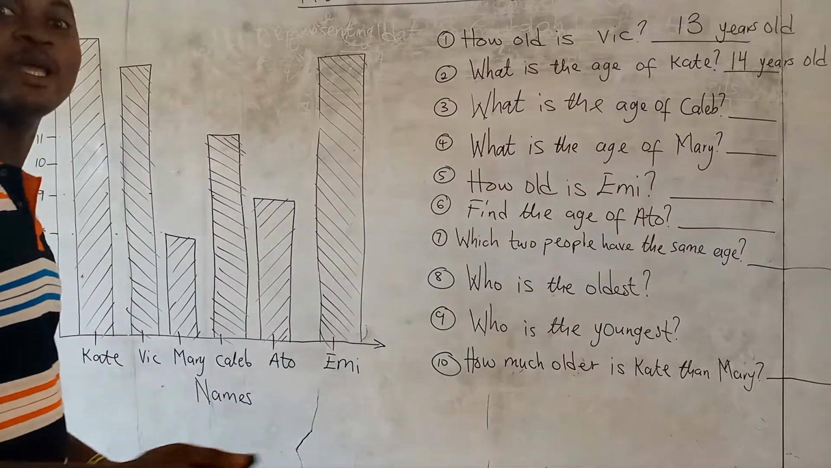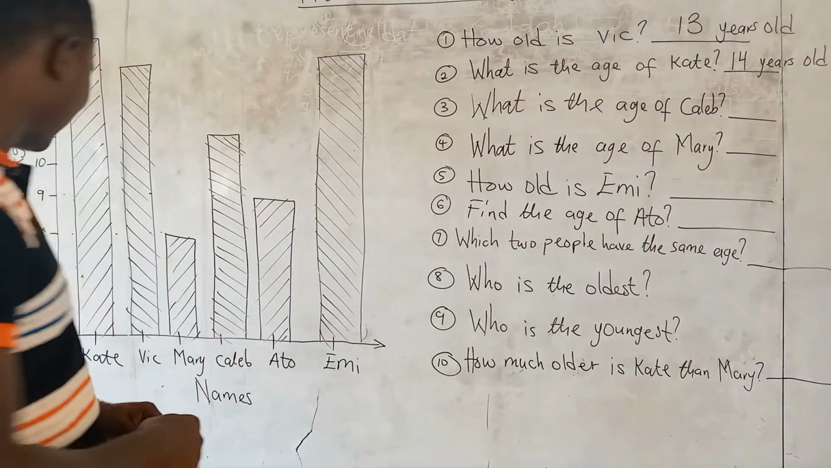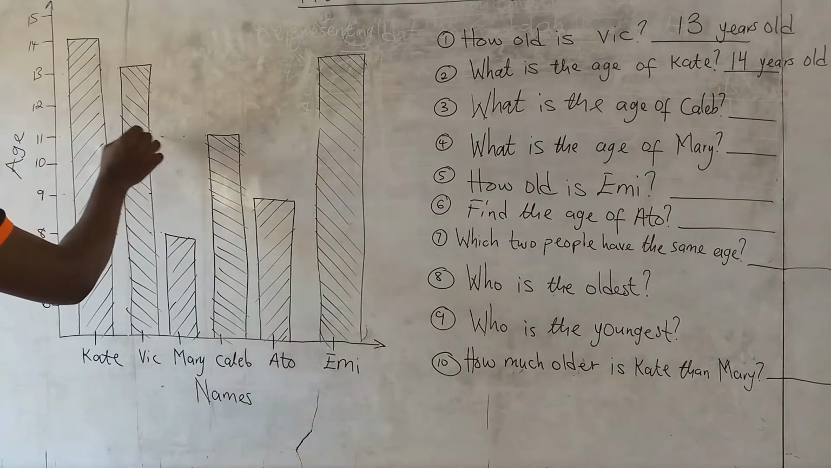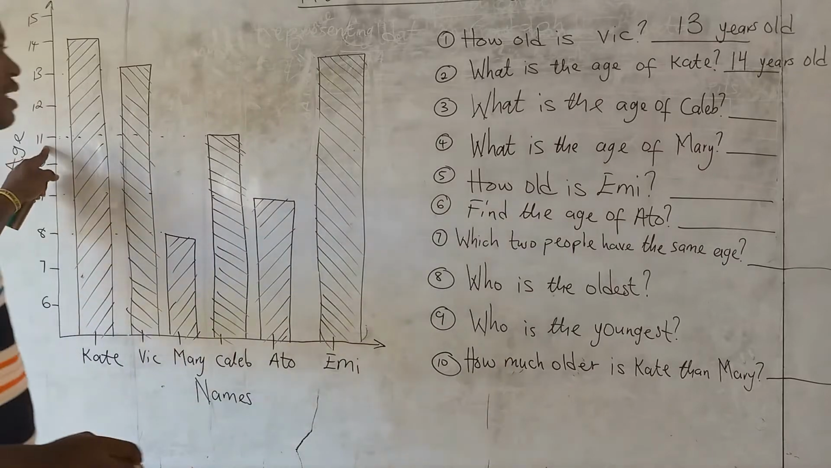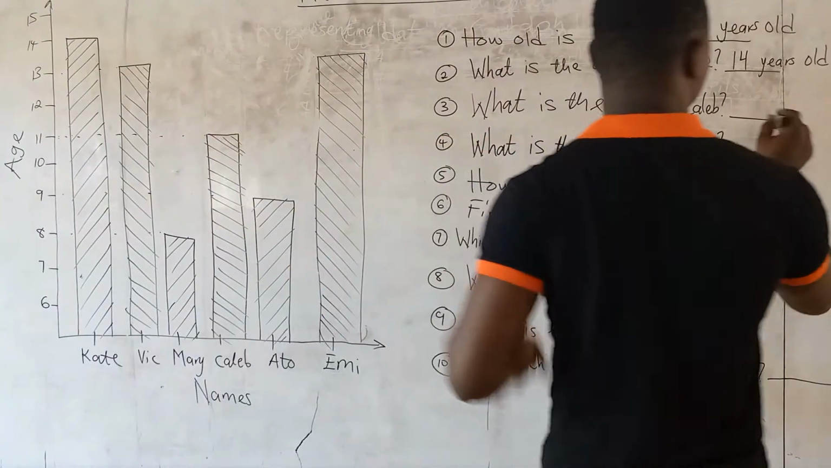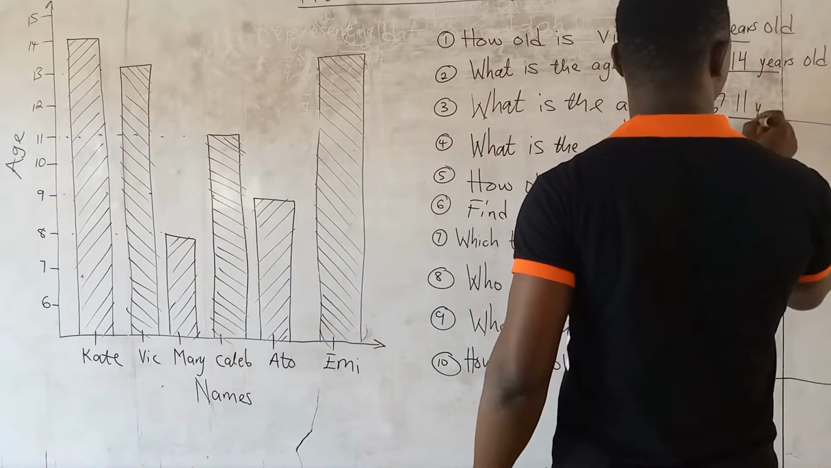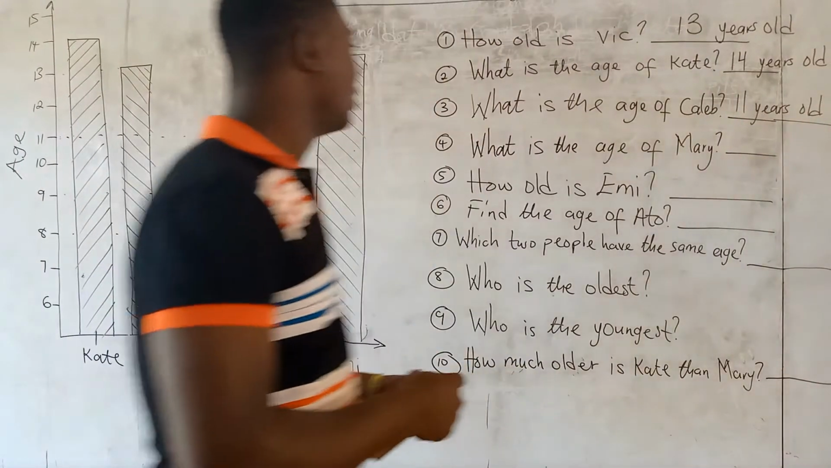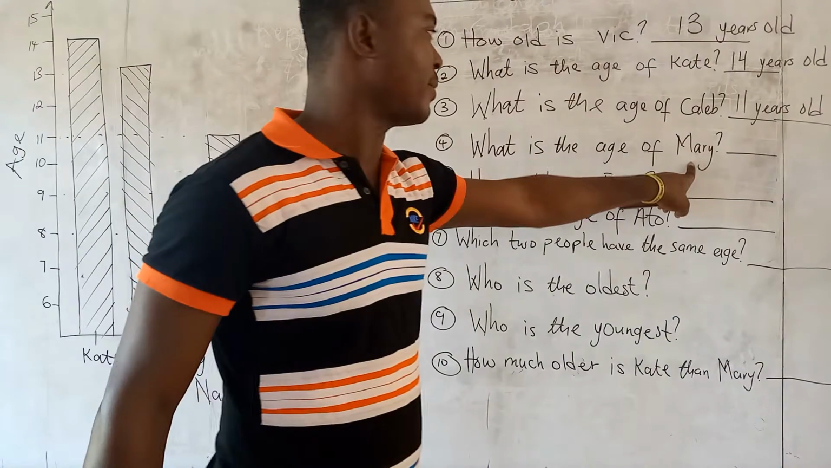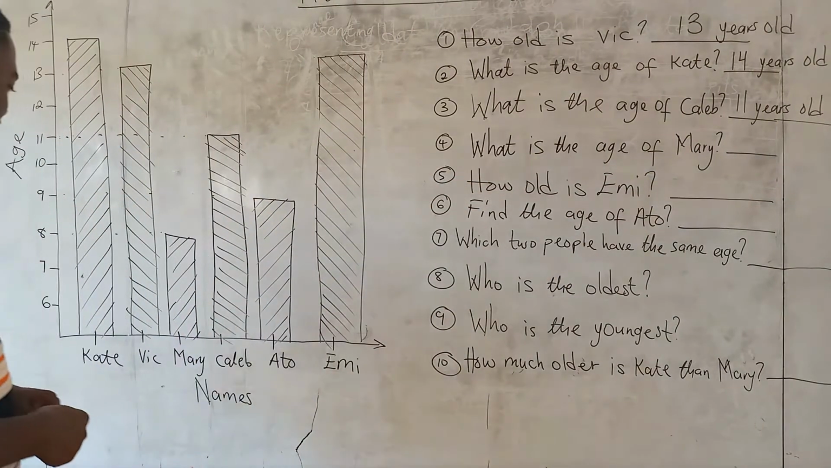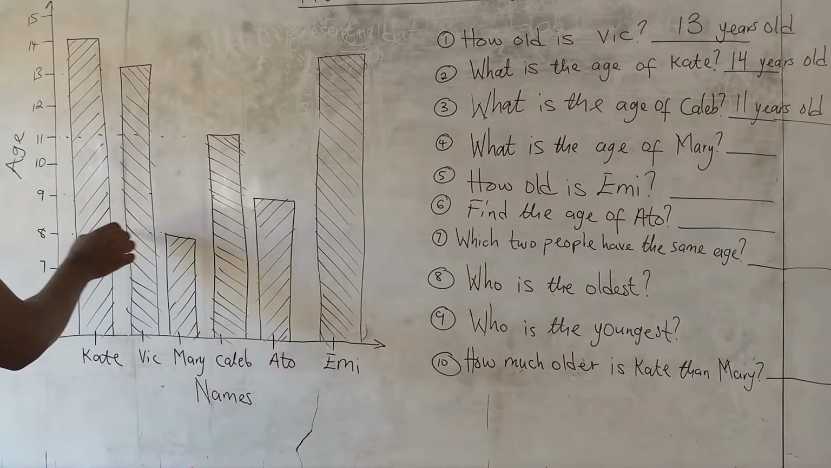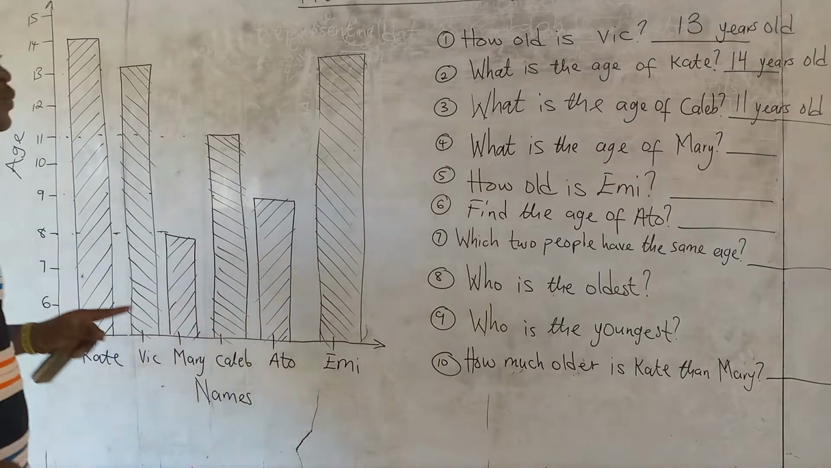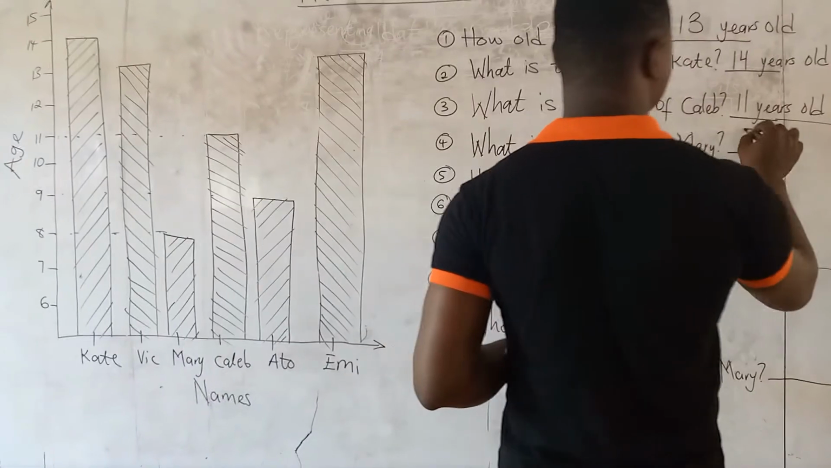Next is, what is the age of Caleb? The age of Caleb is here. So you trace it. You can see it is up to 11. So Caleb is also what? 11 years old. Okay. What is the age of Mary? Mary is here. Mary is traced to 8. If you can see, we traced to 8. So Mary is what? 8 years old.